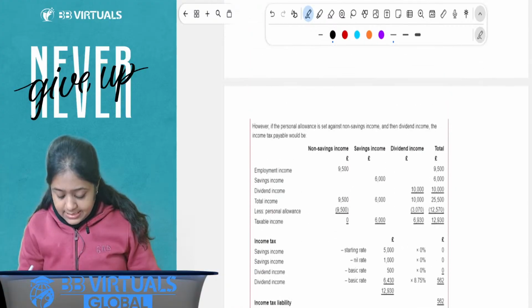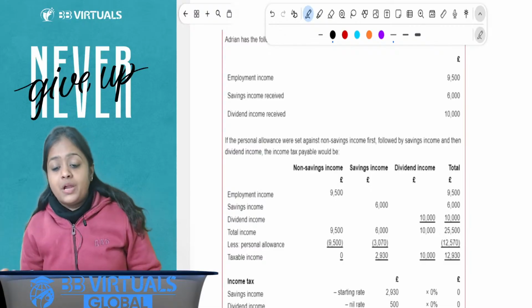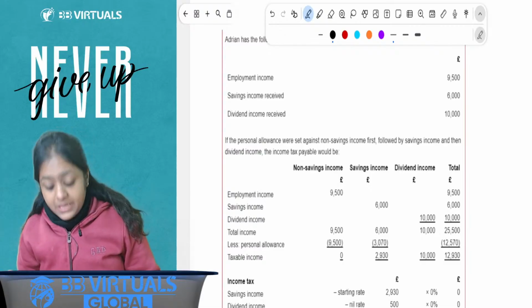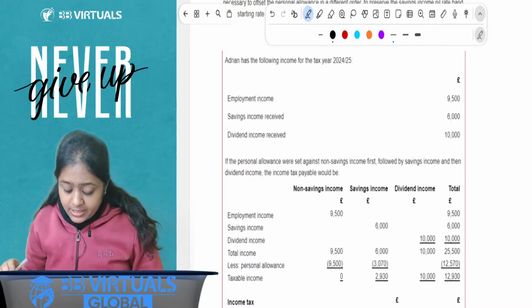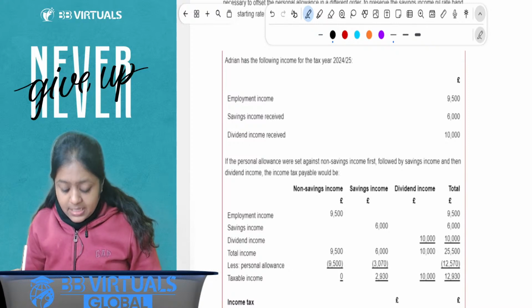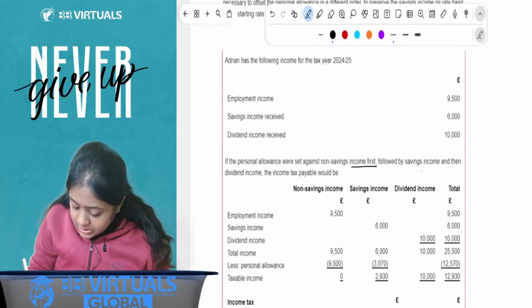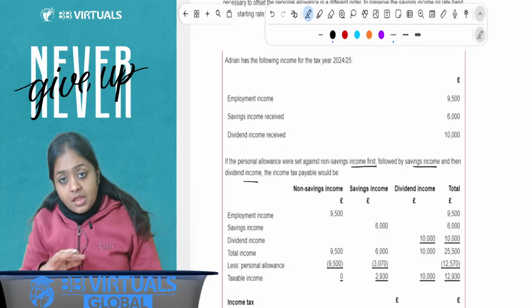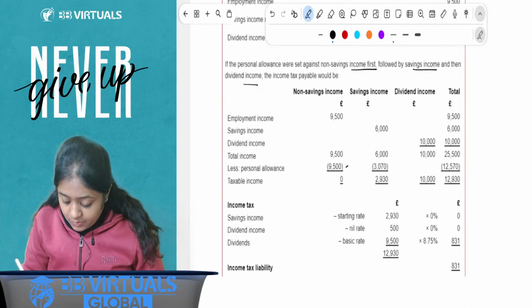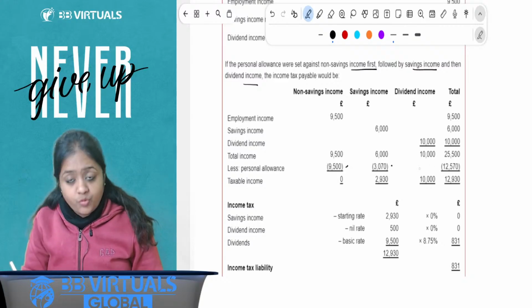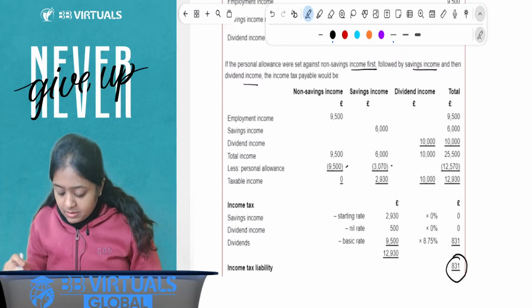So I've taken this example for all of you. Let's quickly look at this example just to understand the most beneficial way to use PA. It's only relevant for ATX students. Adrian has the following income for the tax year: employment income, savings income and dividend income. If the PA is used against NSI first, then SI and then DI, in the same sequence, first against NSI, make it zero, then SI and then DI, though we don't have any PA left for DI, the total tax liability comes out to be 831.